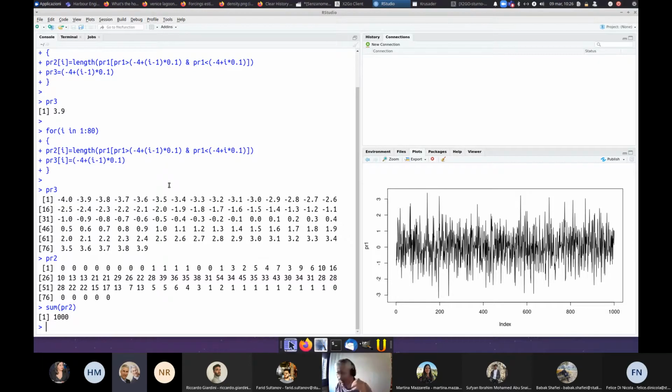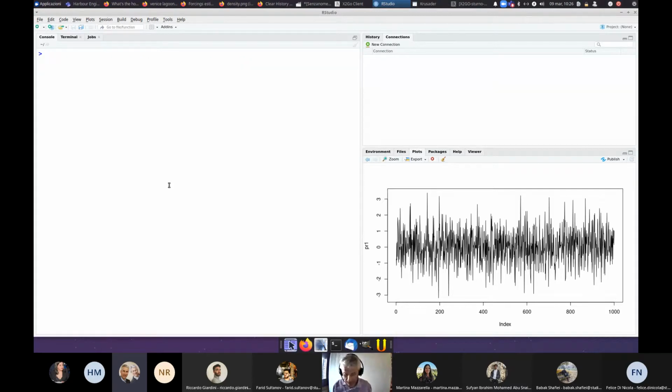Everything is clear? Okay, but now if everything is clear, we are ready to plot the probability density. Let me clear the screen and let me write plot. What do we need to plot? First of all, let's forget about plot for now.